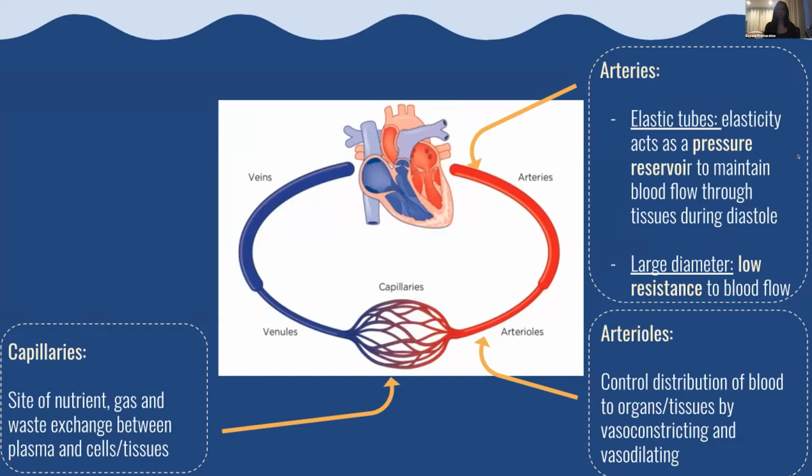Then there are arterioles. These are much smaller and they branch off of the arteries. The smaller size means that there's usually more resistance to the blood flow, and they're also less elastic. So arterioles are the vessels that will vasoconstrict or vasodilate, and that's what's going to control how much of your blood is being distributed to different organs, depending on whether you're resting or you're exercising.